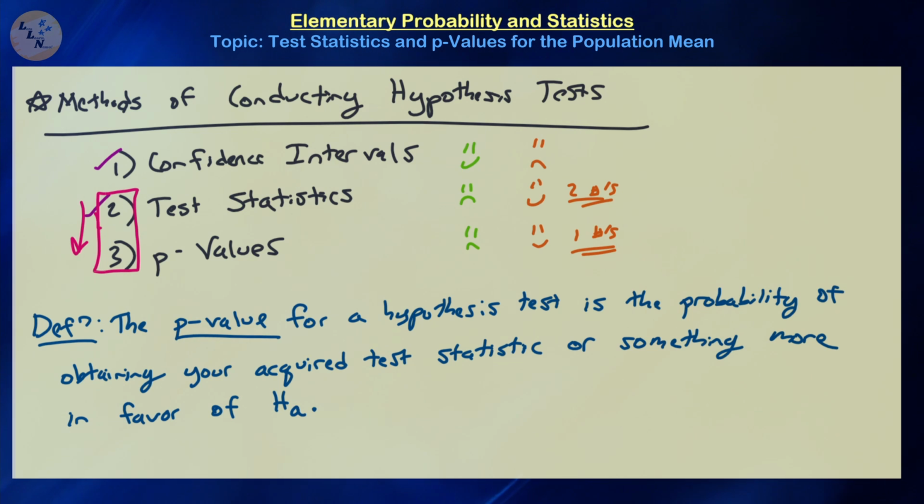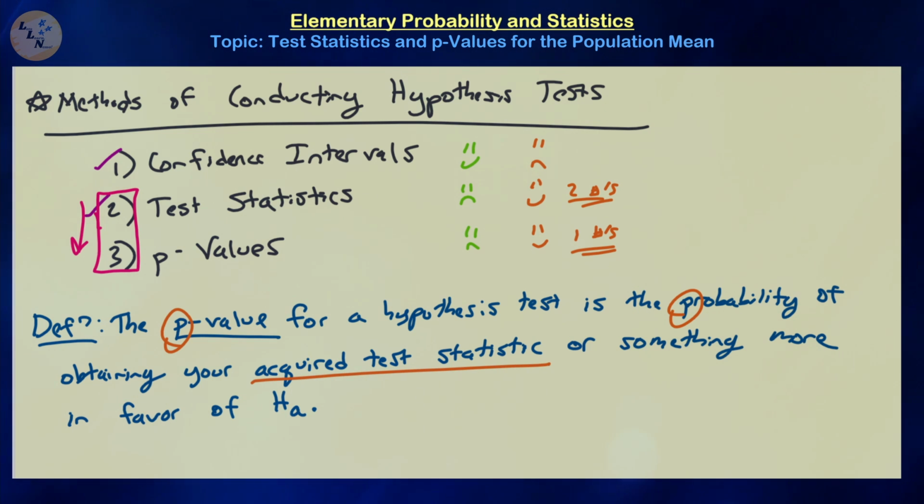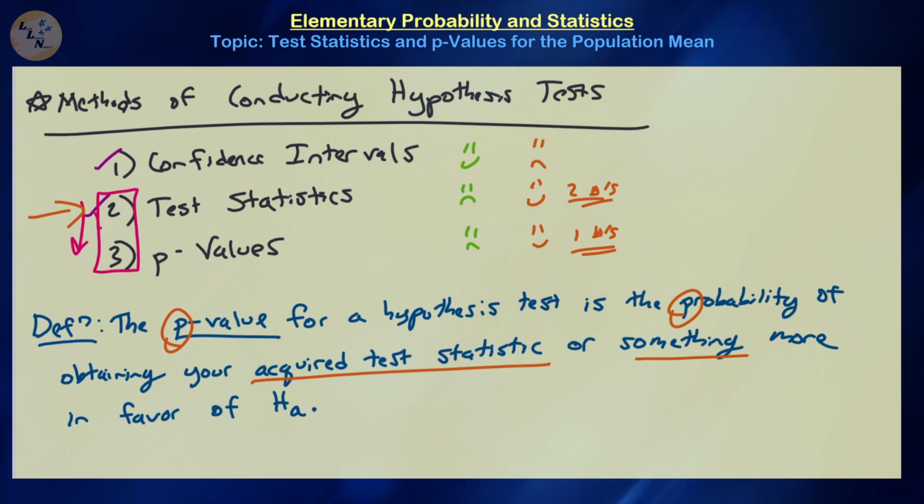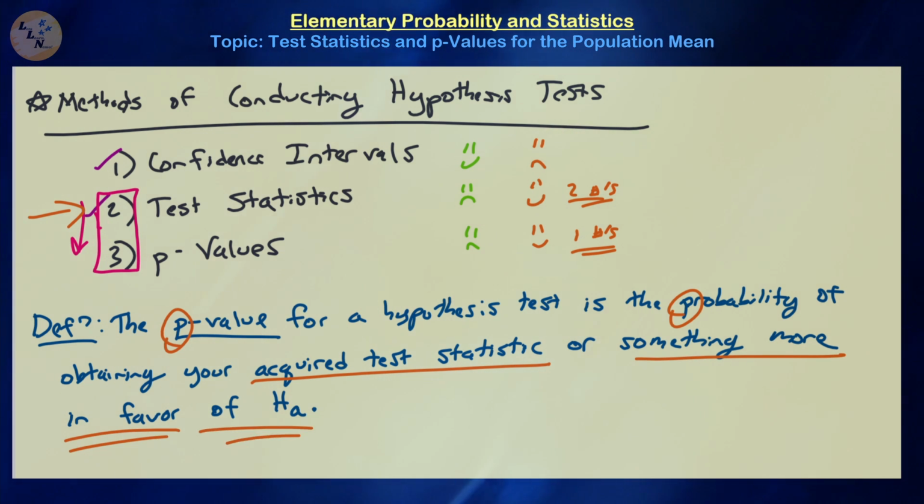So what is a p-value? A p-value for a hypothesis test is the probability. So the p in probability is the p in p-value. The p-value for a hypothesis test is the probability of obtaining your required test statistic. That's why we need to know test statistics, because we need to first calculate it. But we know that the probability of obtaining a continuous number is virtually zero. So we append something better: the probability of obtaining this test statistic, or something more in favor of the alternative hypothesis.